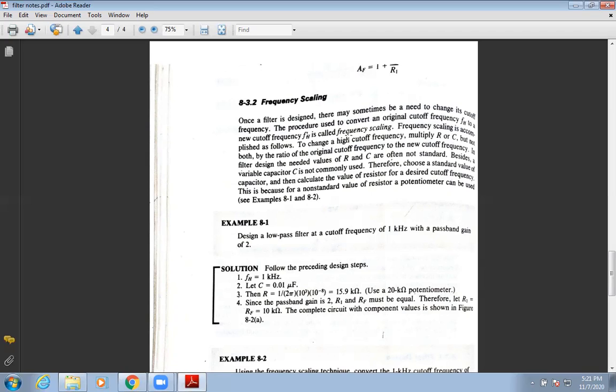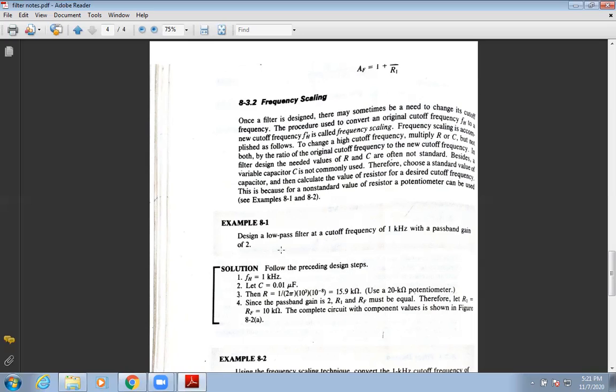In filter designing, the needed values of R and C are often not standard. Besides, a variable capacitor C is not commonly used. Therefore, choose a standard value of capacitor, then calculate the value of resistor for a desired cutoff frequency. This is because for a non-standard value of resistor, a potentiometer can be used.